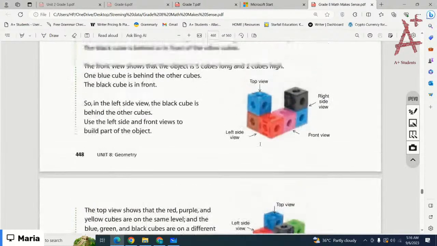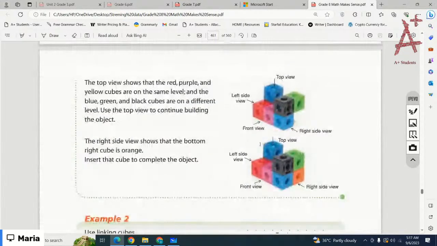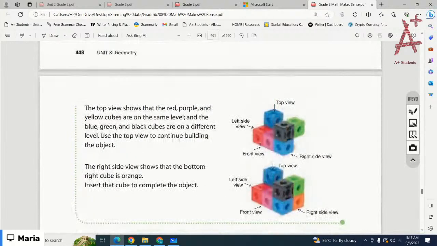Now you have to see the top view and the right side. So the top shows that the red, purple and yellow cubes are on the same level, and the blue, green and black cubes are on a different level. Okay, let's just see.